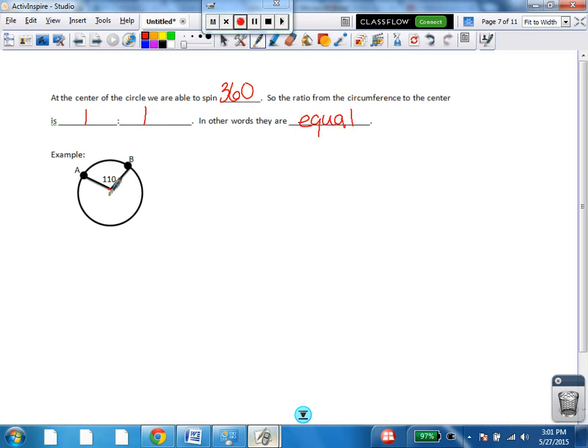So if I have the center and I turn 110 degrees, what exactly is the distance I travel? Well, it's a 1 to 1 ratio. It's exactly the same. They're equal. So it's 110 as well. There are 3 problems below that I would like for you to try as well. If you need to, you can pause the video and keep working.